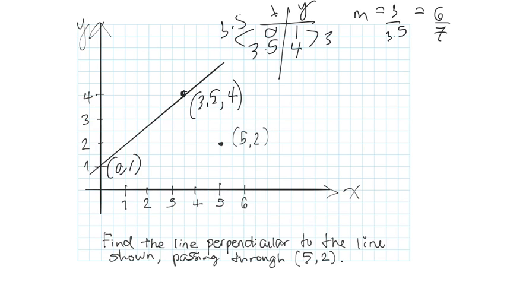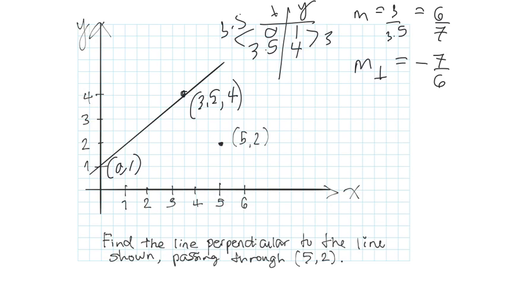But we're asked for the line perpendicular to that one. So what slope do we need? Well, we need the perpendicular slope, which, as you recall, comes from taking the negative reciprocal. So our perpendicular slope is negative 7 divided by 6. And our line has to pass through this point 5, 2, which I've shown on the graph over here. So we need to use this slope, negative 7 divided by 6, and it needs to pass through this point.